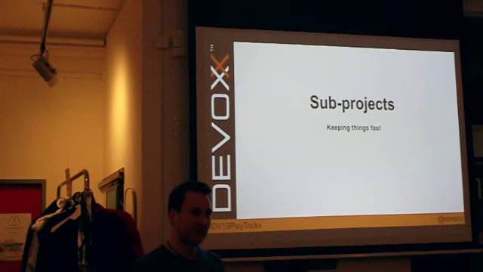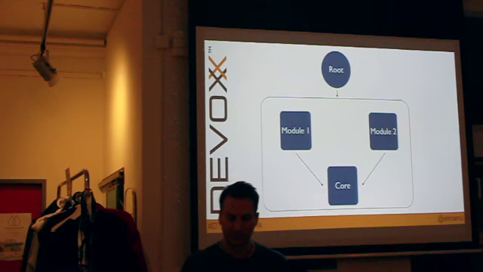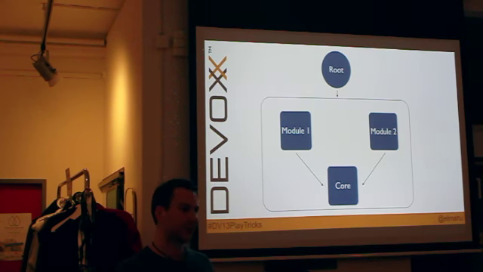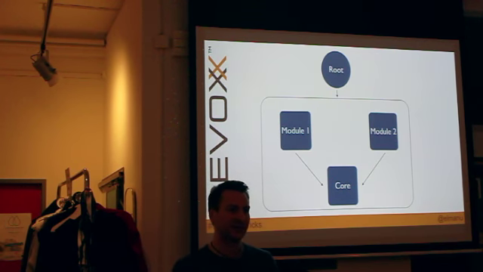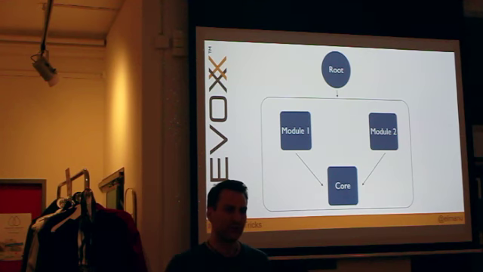As of SBT 0.13, the incremental compiler is much better, and also takes a lot of advantage of sub-projects. So how would a sub-project setup look? You would have a core. In the core you would put your base controllers, your base models, your utility classes, etc. On top of that you will have your modules, and each module will depend on the core. And around that you will have a root project which brings it all together.